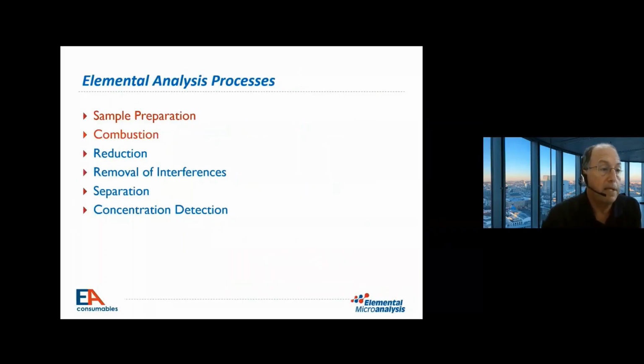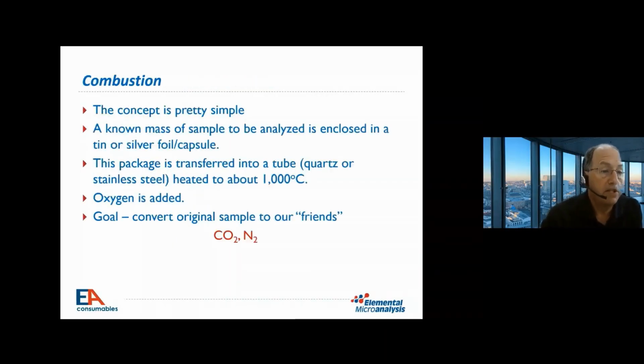The next step is combustion of the sample. So combustion, the concept is pretty simple. You take a known amount of sample, enclose it into some sort of a capsule, typically tin. The package is transferred into a tube, quartz or stainless, heated at about 1,000 degrees. You add oxygen, and the goal is to convert the sample into what I'm calling our friends, CO2 and N2.